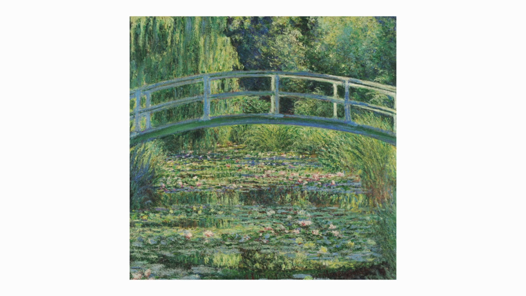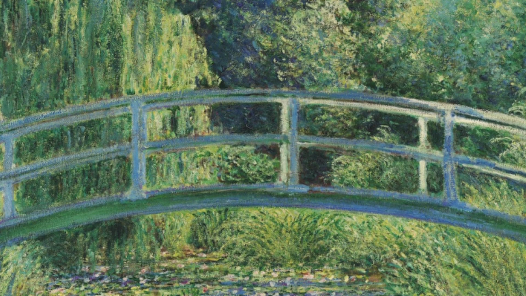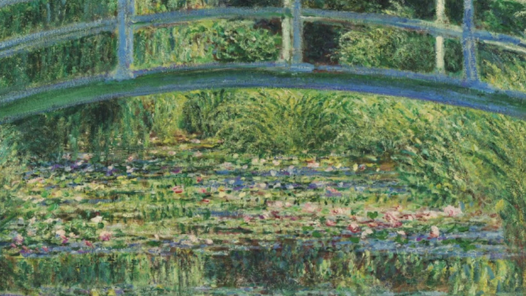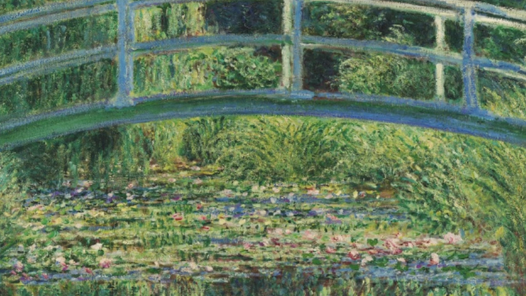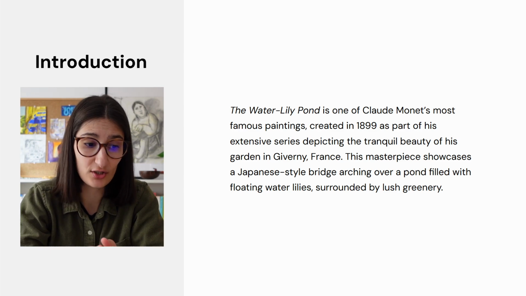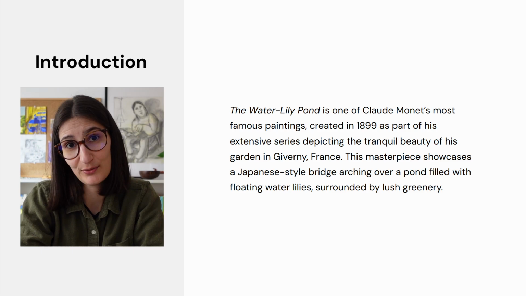The Water Lily Pond is one of Claude Monet's most famous paintings, created in 1899, part of his extensive series depicting the tranquil beauty of his garden in Giverny, France. This masterpiece showcases a Japanese-style bridge arching over a pond filled with water lilies surrounded by lush greenery.